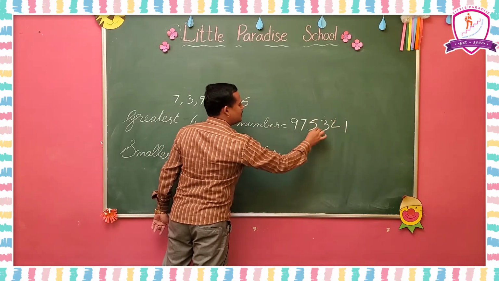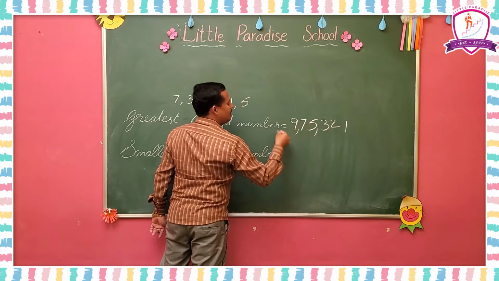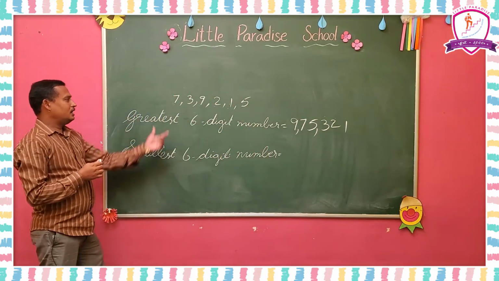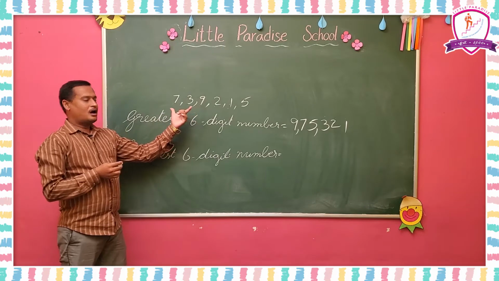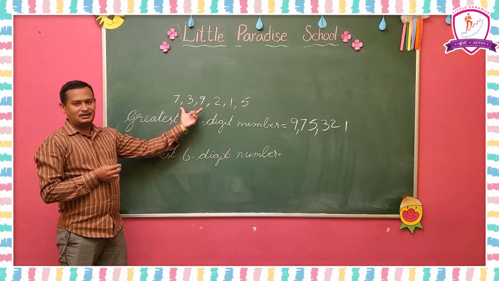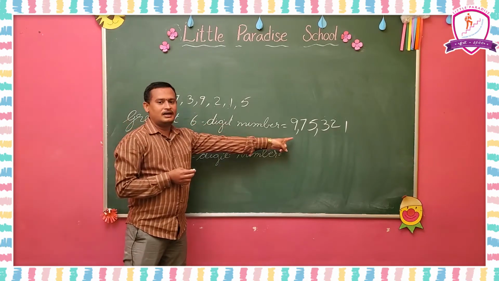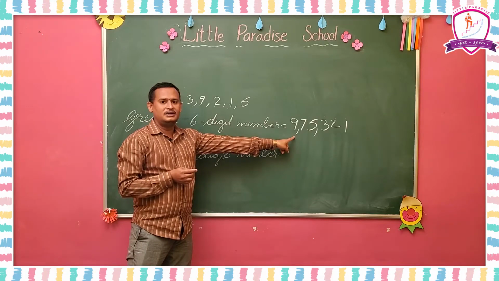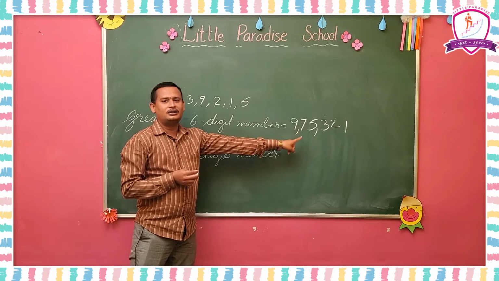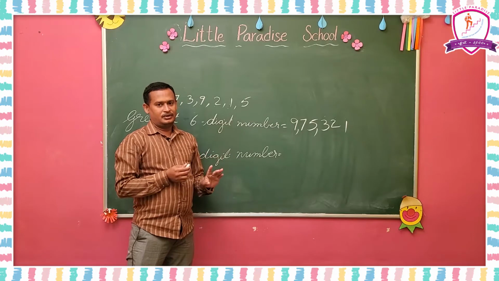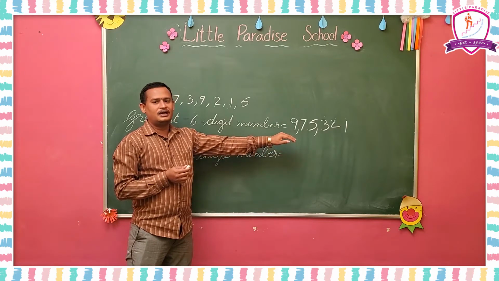Ones, tens, hundreds, comma, 1,000, 10,000s, comma, lakhs. Here in the question, all the numbers will be given with commas. But when you form a number, you must put commas according to the periods. Nobody should put a comma after every digit.